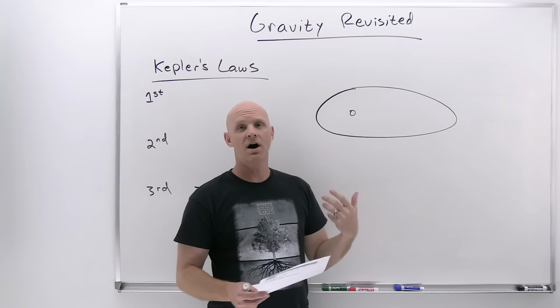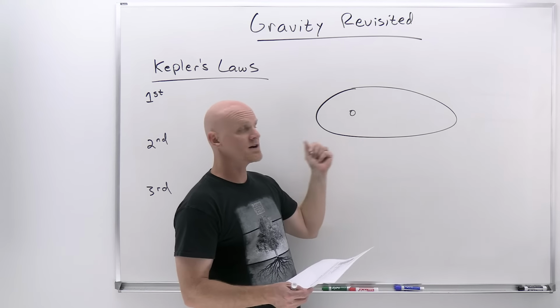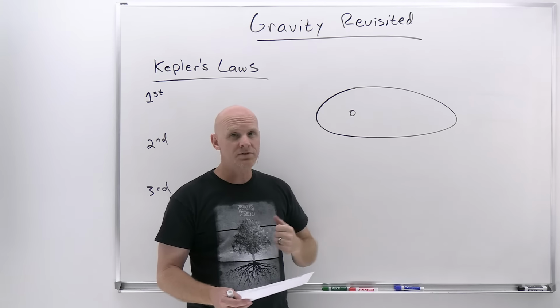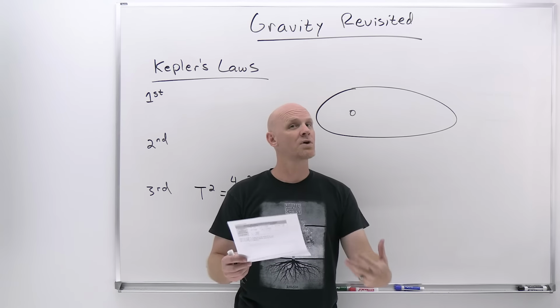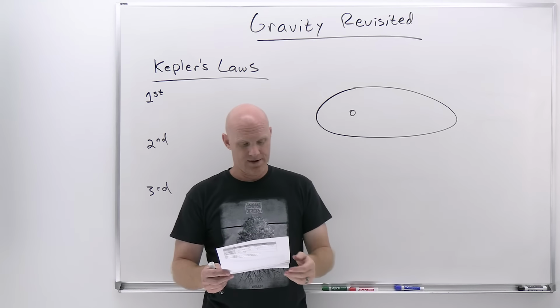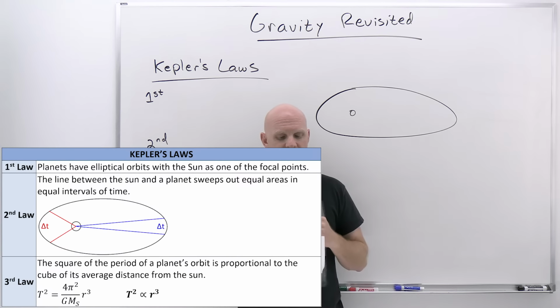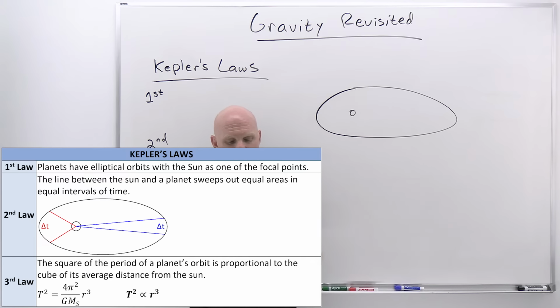Now, if you looked at, say, comets and asteroids and stuff like that that go around the sun, they are much more elliptical than those of the planets. The planets are fairly circular in comparison, but again, it's proper to say that they're elliptical. Second law says the line between the sun and a planet sweeps out equal areas in equal intervals of time, and this needs a little bit of explanation with the diagram.